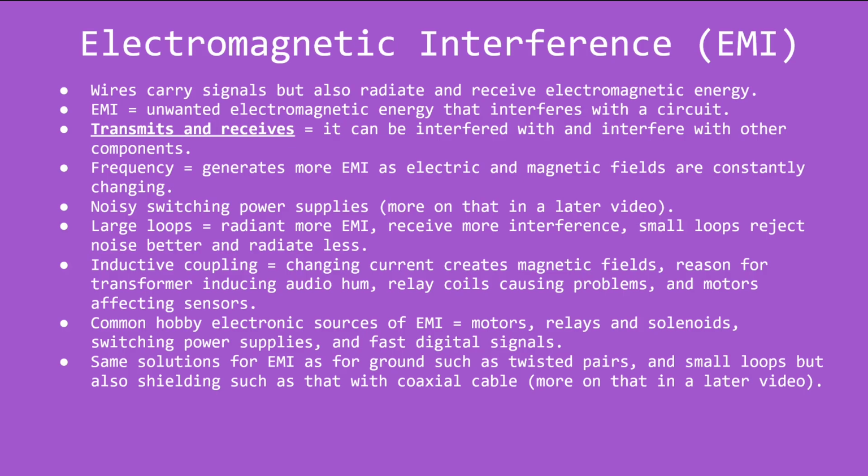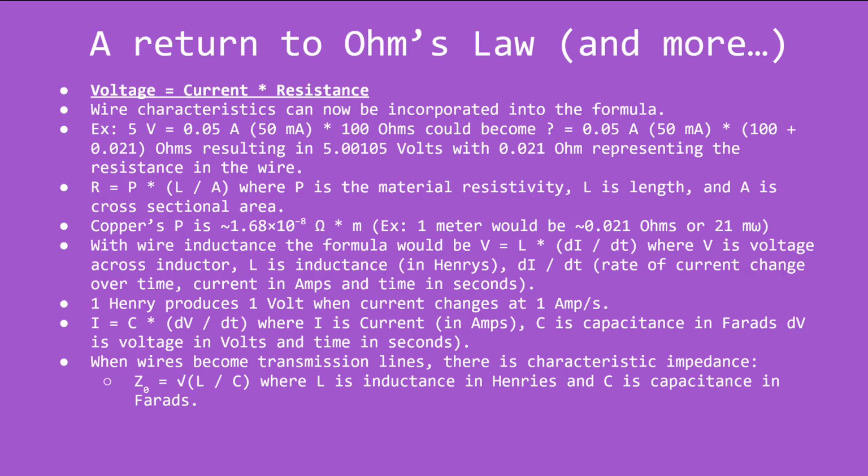Inductive coupling is why you get things like transformer-induced audio hum, relay coils causing problems, and motors affecting nearby sensors. In common hobby electronics, your biggest sources will be motors, relays, solenoids, switching power supplies, and fast digital signals. Now, some of the same solutions also help with EMI, and I've previously mentioned things like twisted pairs, loops, and shielding.